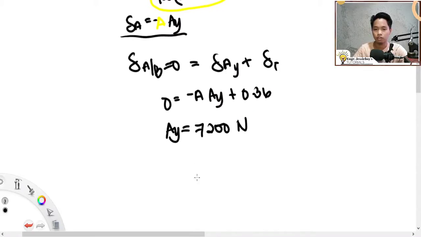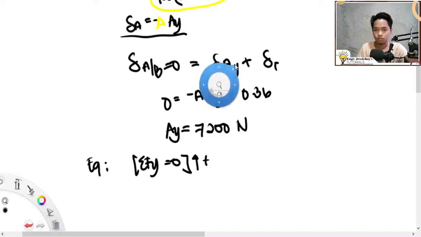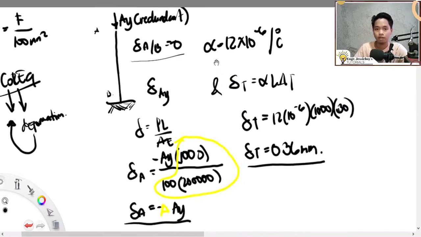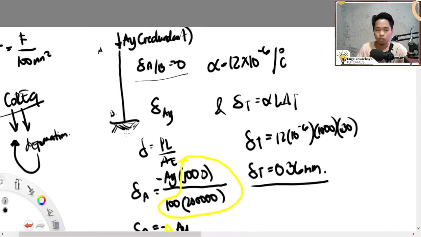Let's start solving the last problem. What is the reaction at BY? To proceed, the procedure would be your equilibrium equation. So we are going to use the summation of forces in Y equal to 0, upward forces are positive. In the free body diagram earlier, this would be a support, this would be upward, that would be your BY.